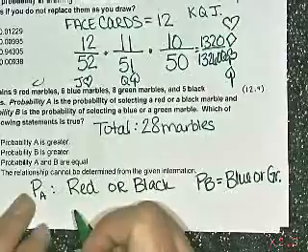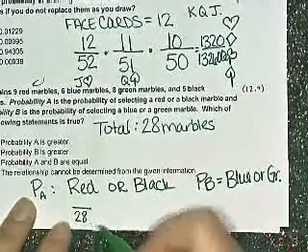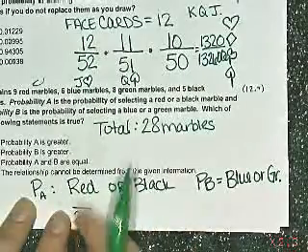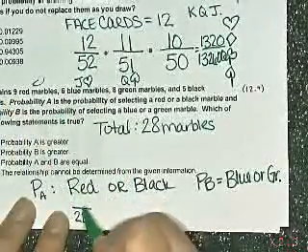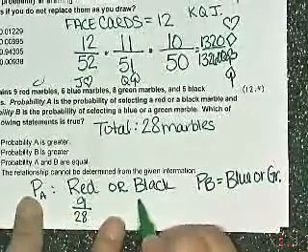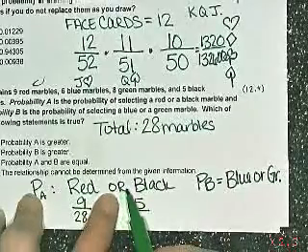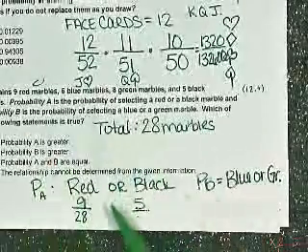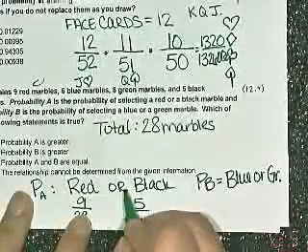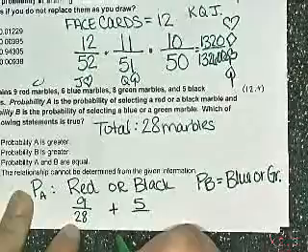Probability of red. Remember, probability is over the total. So how many red marbles are there? There's 9 red marbles. There's 5 black ones. But it says or, so it's one or the other.